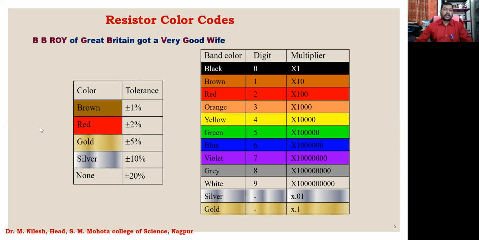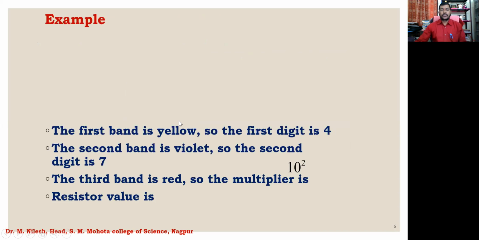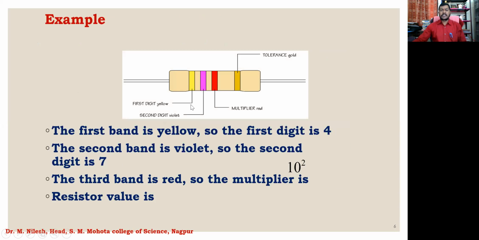So this is for the tolerance, and this is how the color codes are written, and these are the multipliers which we have to raise to power. So let us start with this example. The first example shown here has the first digit as yellow, second digit as violet, third digit as red, which is actually the multiplier.